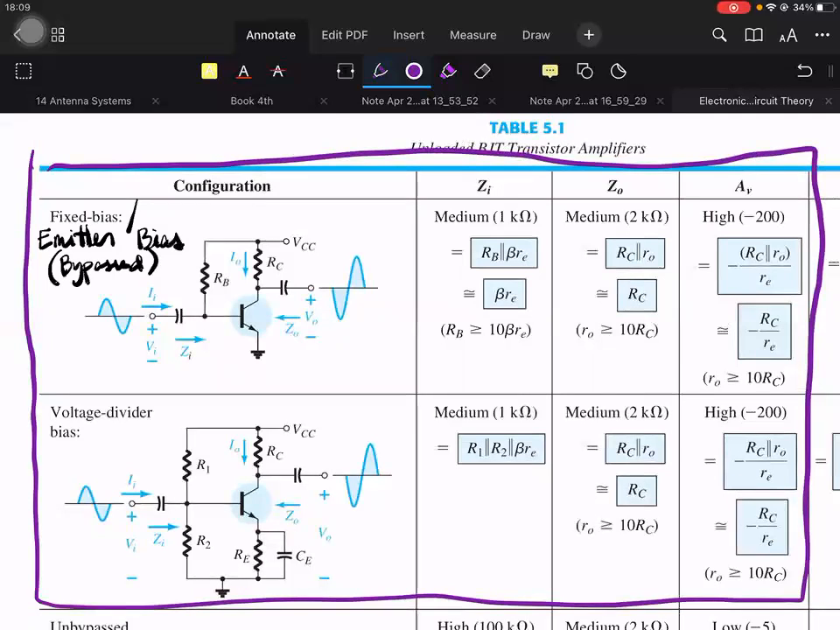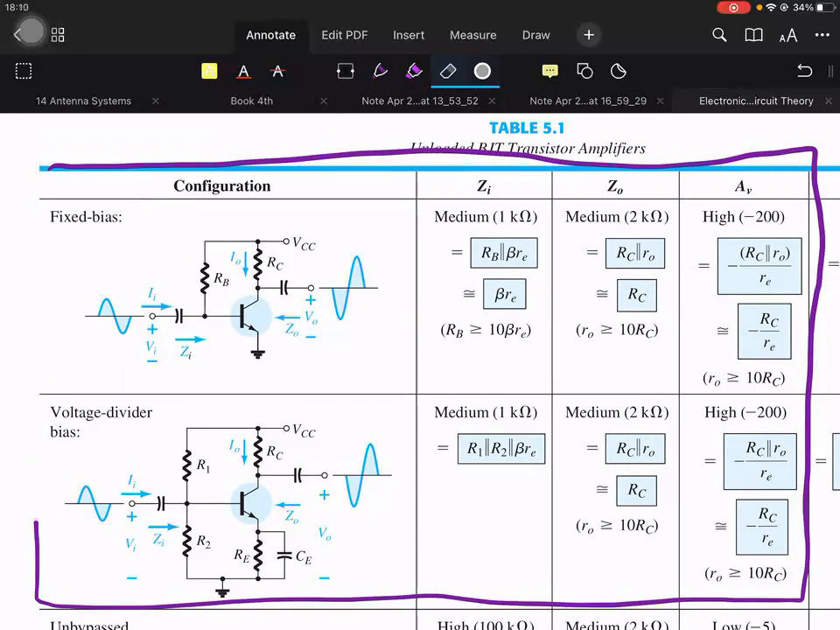If we observe, there are new parameters here that we have not yet encountered. Notice we have RE and RO. We have not undergone those yet. So RE and RO, we need to define first before we go further.